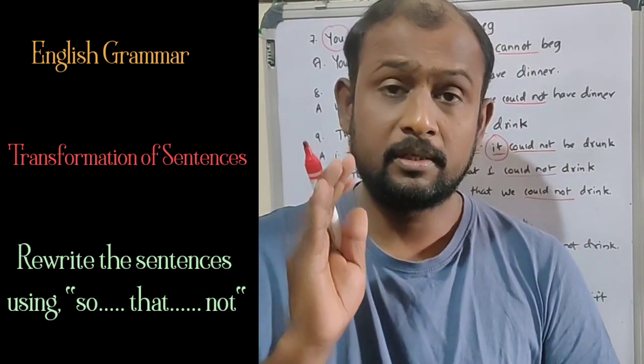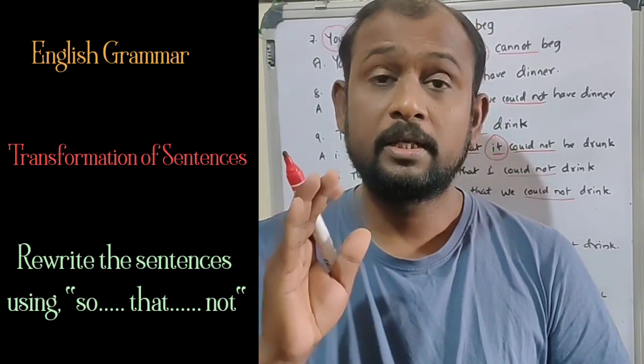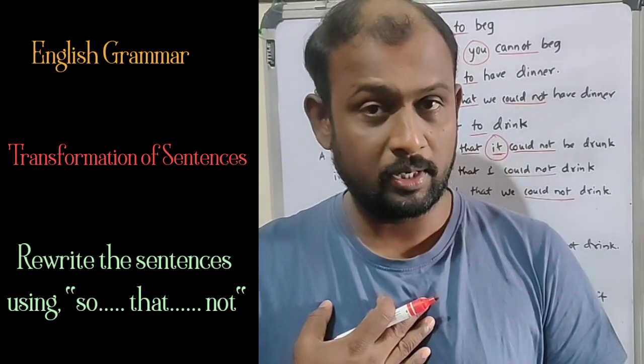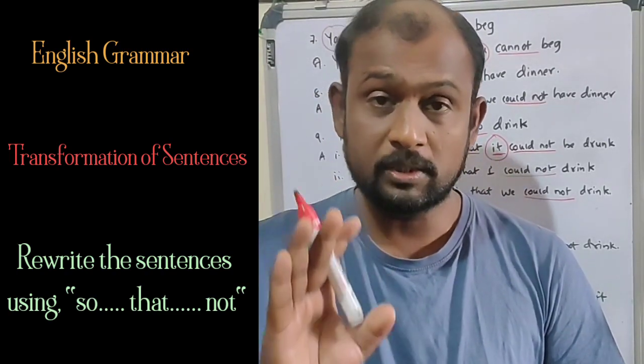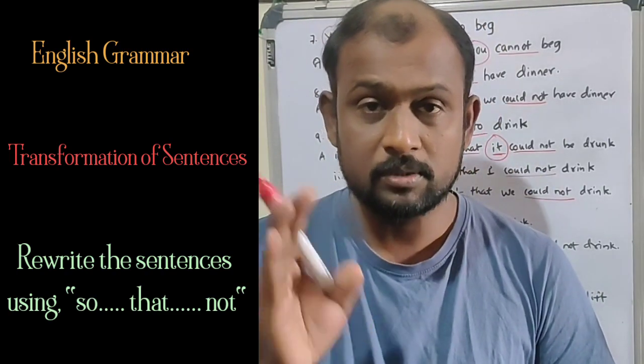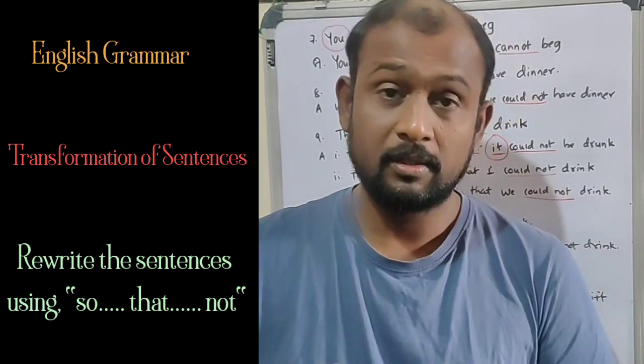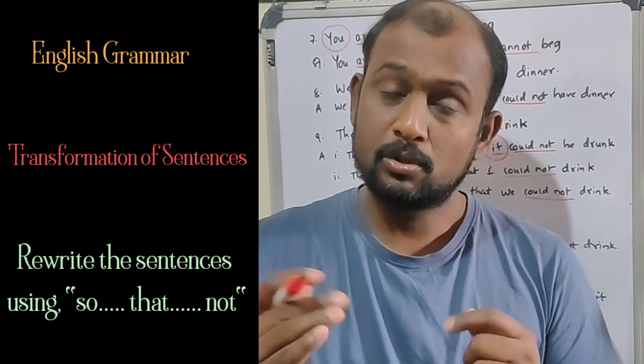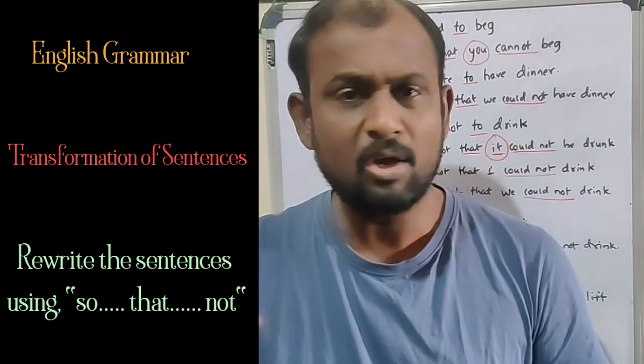You can write: the tea was so hot that it could not be drunk. The tea was so hot that I could not drink. The tea was so hot that he could not drink. The tea was so hot that she could not drink. The tea was so hot that they could not drink. The tea was so hot that you could not drink. Such many options are there.